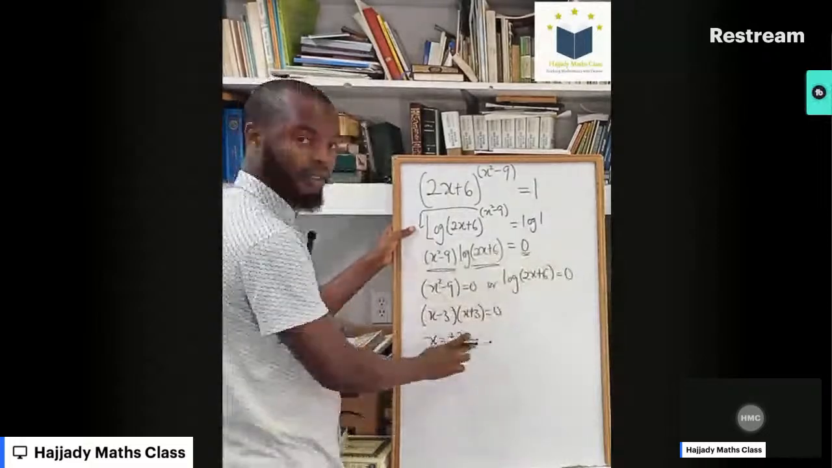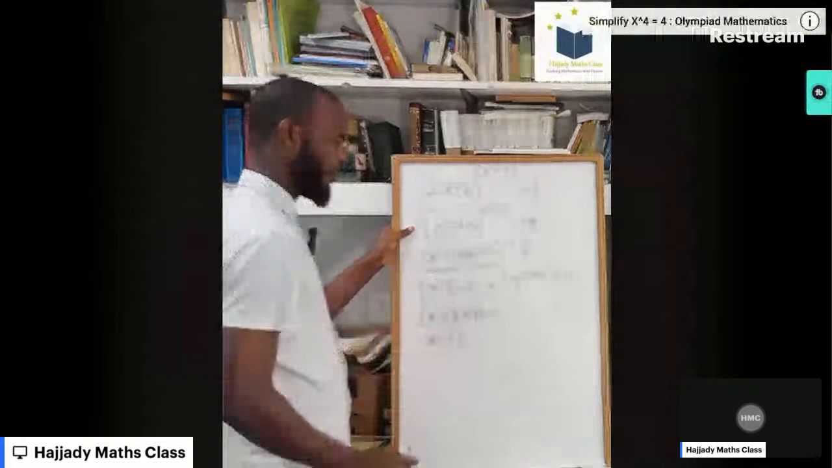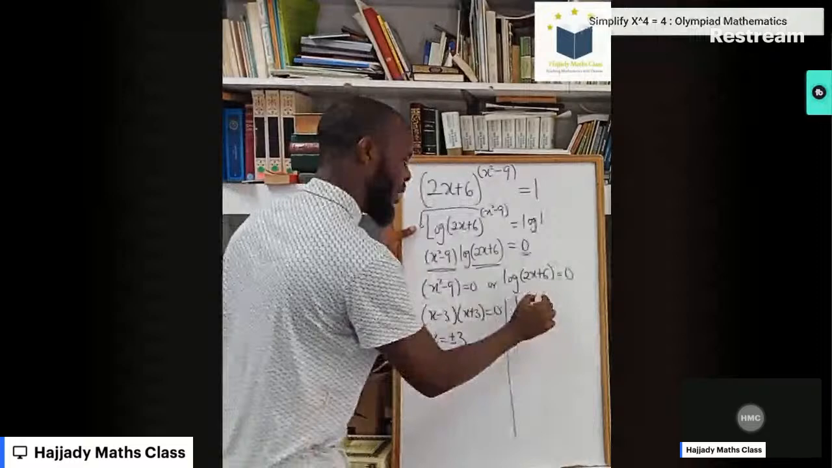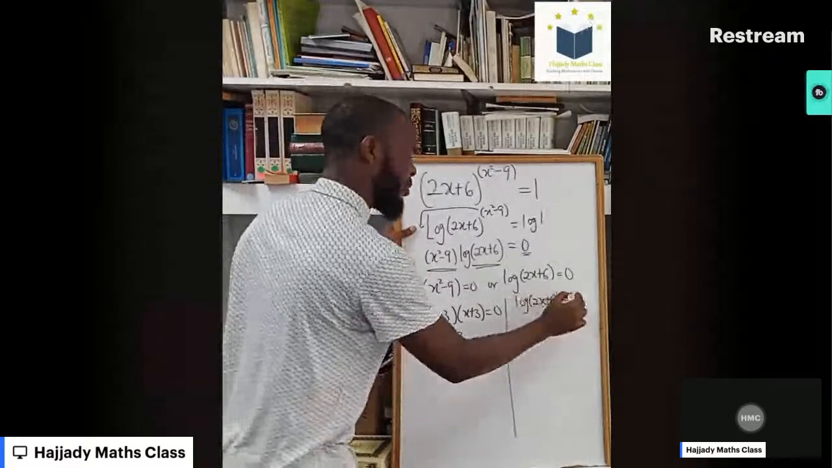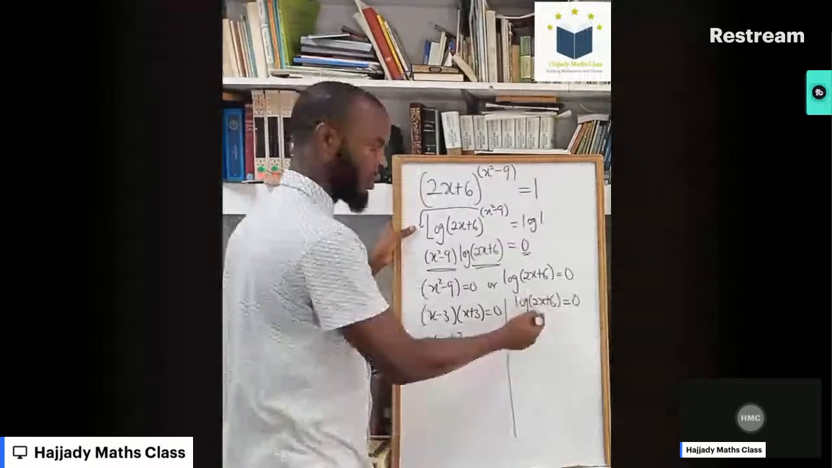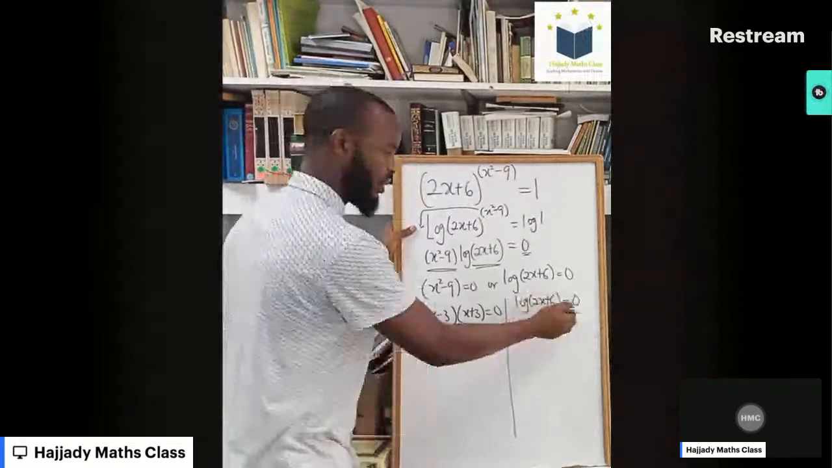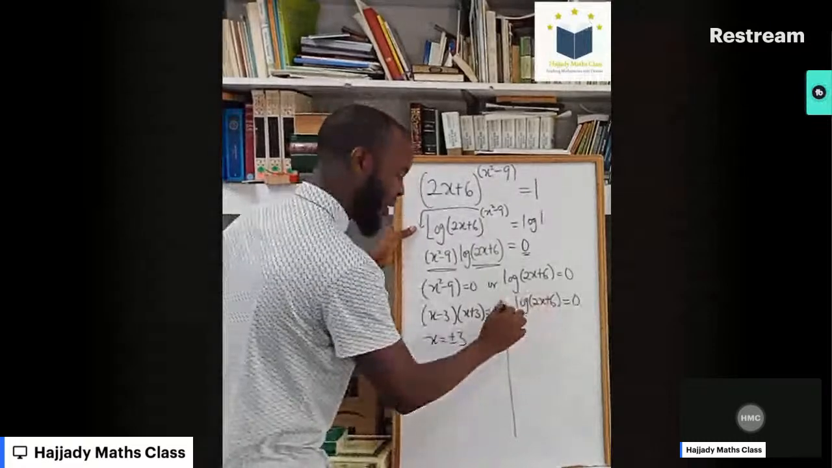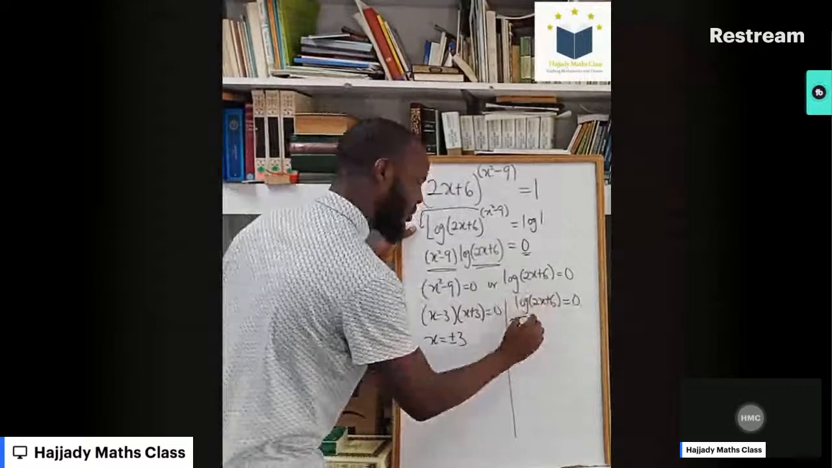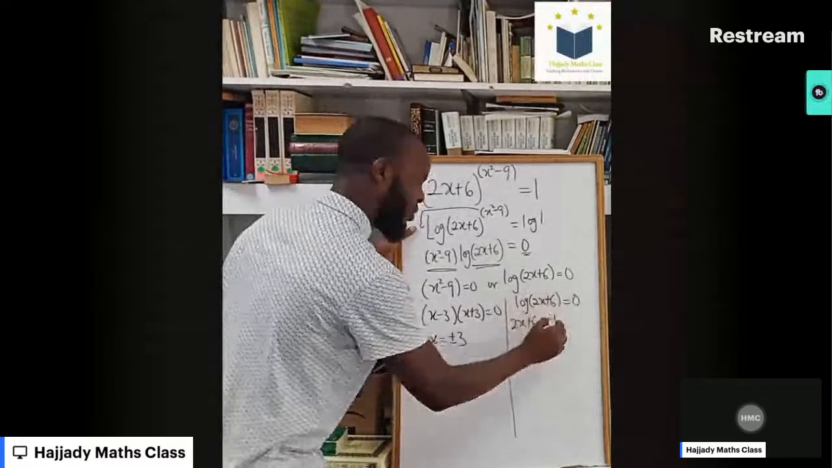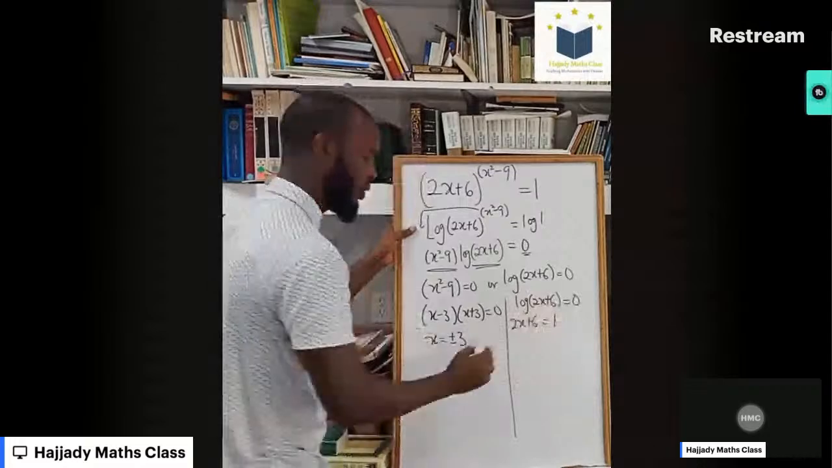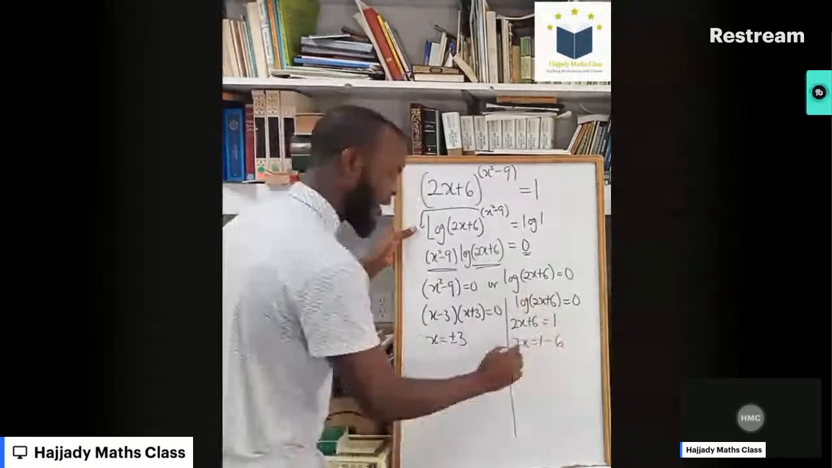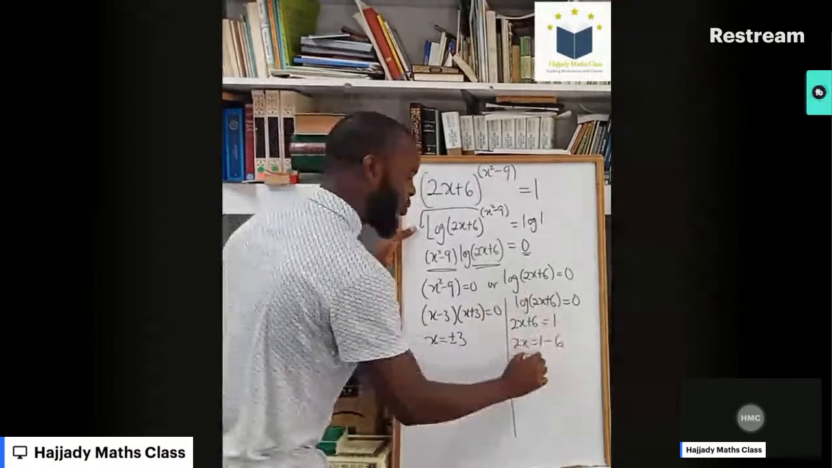That is for this. Now coming back here, I have log 2x plus 6 equals to 0. Applying the exponent to both sides again. The exponent is going to cancel out this log, whereby you have 2x plus 6, and 10 to the power 0 is going to give you 1. So here you can have 2x equals 1 minus 6. Here, 2x equals negative 5.